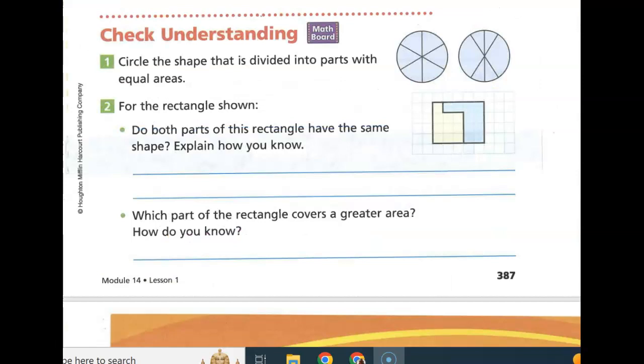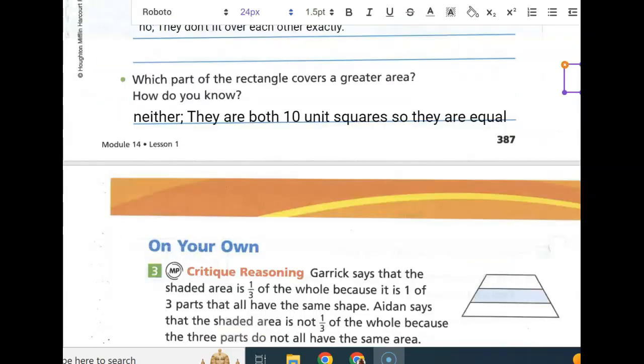Well, we're going on to the check your understanding. So please, if you're at home, go ahead and try and do the check your understanding, and then come back to the recording for your answers, to check your answers. Okay, neither. They are both 10 unit squares, so they are equal.